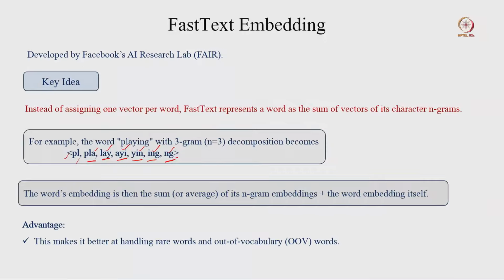Now, what is the advantage of this? Why are we doing this? This makes it better at handling rare words or out of vocabulary words. OOV is a very important term in NLP, which means out of vocabulary. That means if words that are not there in the vocabulary come into the picture during processing time, how is your model going to handle those OOV words?